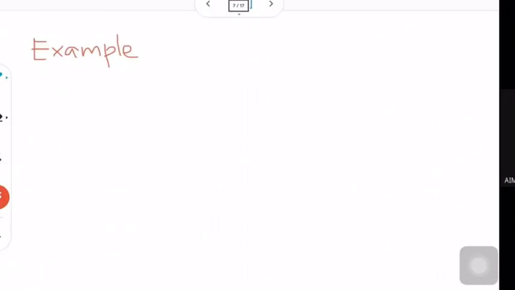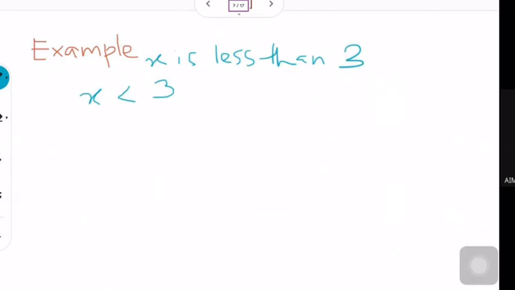That is less than 3. X is less than 3. Ni kita baca X is less than 3. So what are the possible values of X? X can be 2 ataupun 1, 1 or 0, 0 or negative 1, negative 1 and so on. Okay, and so on. And the value of 3 is not included.